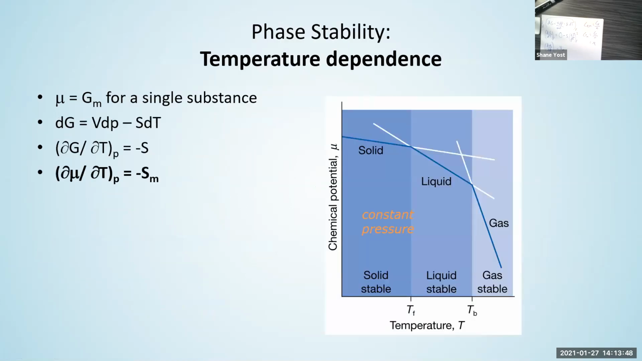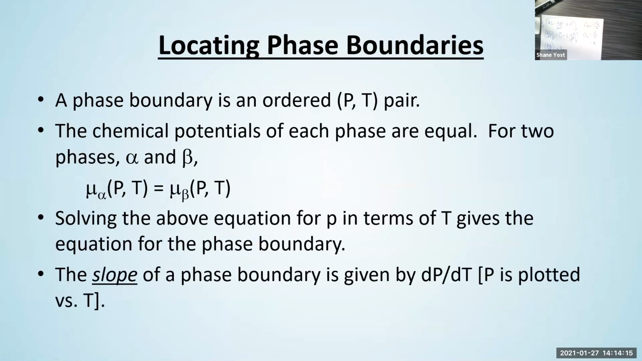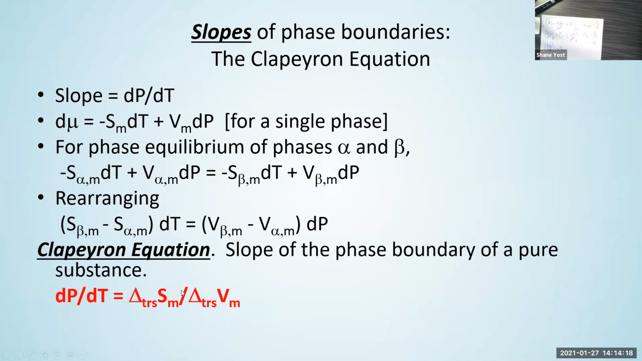So if we go back to these phase diagrams, we see, for example, the solid-liquid boundary is typically very, very steep. The reason why that's very steep is that the slope of that line, that very steep line, is given by delta S over delta V, the change in molar entropy over the change in molar volume.